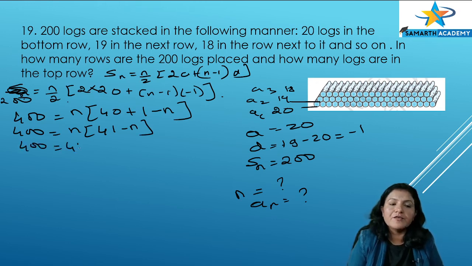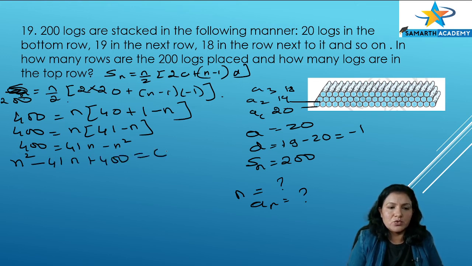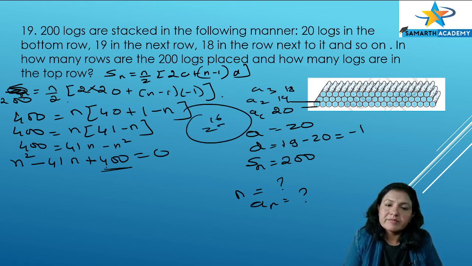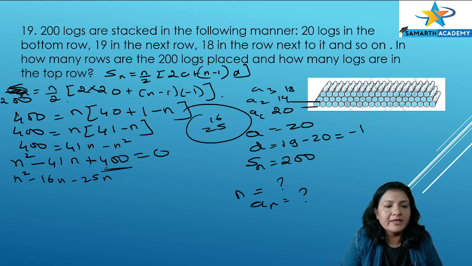400 equal to 41n minus n square. Bring it this side. You'll get minus n square going on the left hand side. n square minus 41n plus 400 equal to 0. This is a quadratic equation in terms of n. We need to find the factors such that if you multiply, you get 400, and if you add, you get minus 41. So I can see that the factors are 16 and 25. If I add 16 plus 25, I get 41. If I multiply, 400. So it is n square minus 16n minus 25n plus 400 equal to 0.